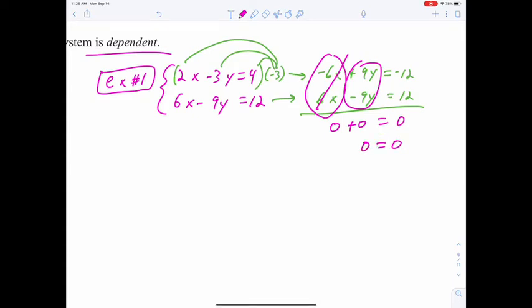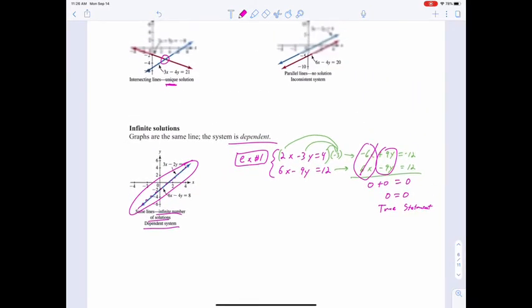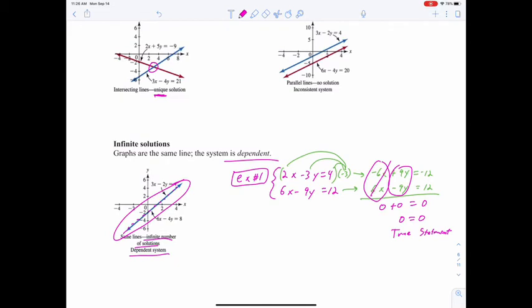Now that's okay, right? This is a true statement. Isn't 0 equal to 0, right? So whatever you get, you could get 10 equals 10 or 50 equals 50. And if you get a number equals itself, that's a true statement. Whenever you have a true statement, you have an infinite number of solutions. In other words, the two equations are actually the same. If you graph them, they're the same line. They just look slightly different because they've been multiplied by something.